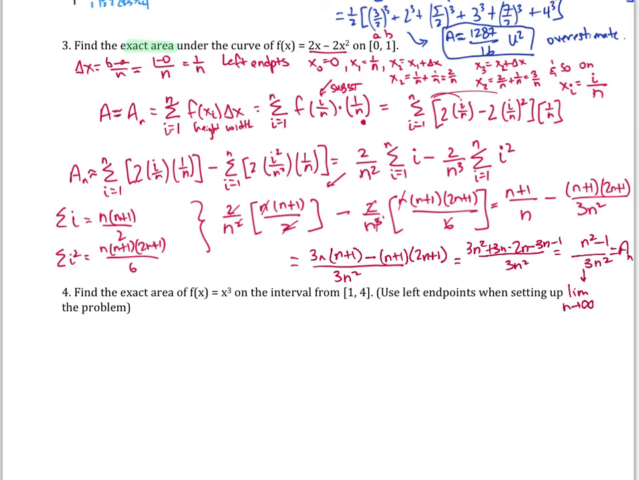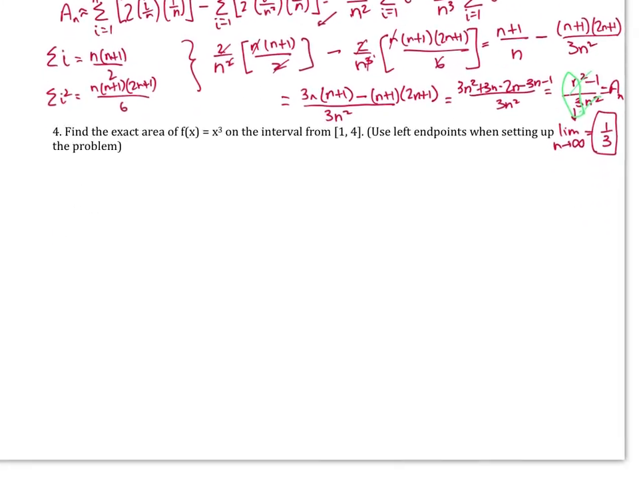So I need it as n goes to infinity, and I will get 1/3, right? Because this right here will reduce out to give me that 1/3. And that's my limit, and that is the exact area that is underneath this curve. All right, so moving on to number 4.